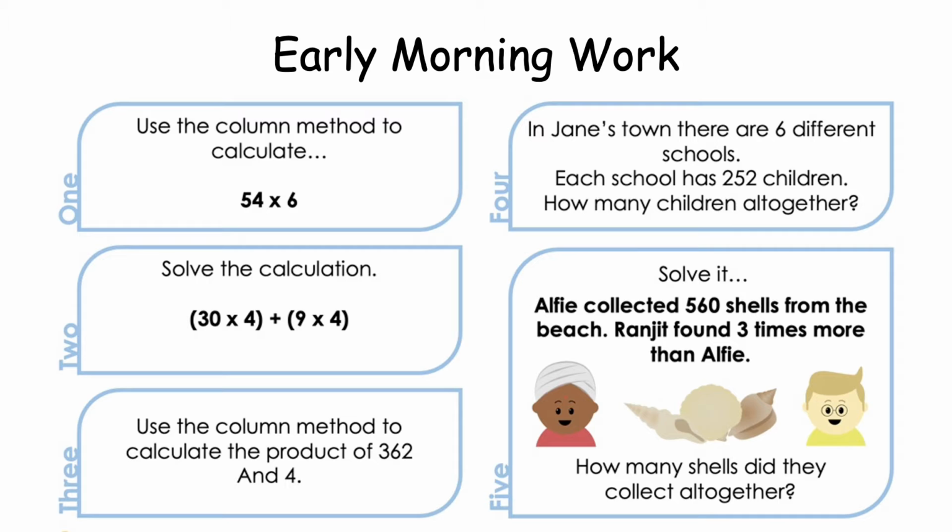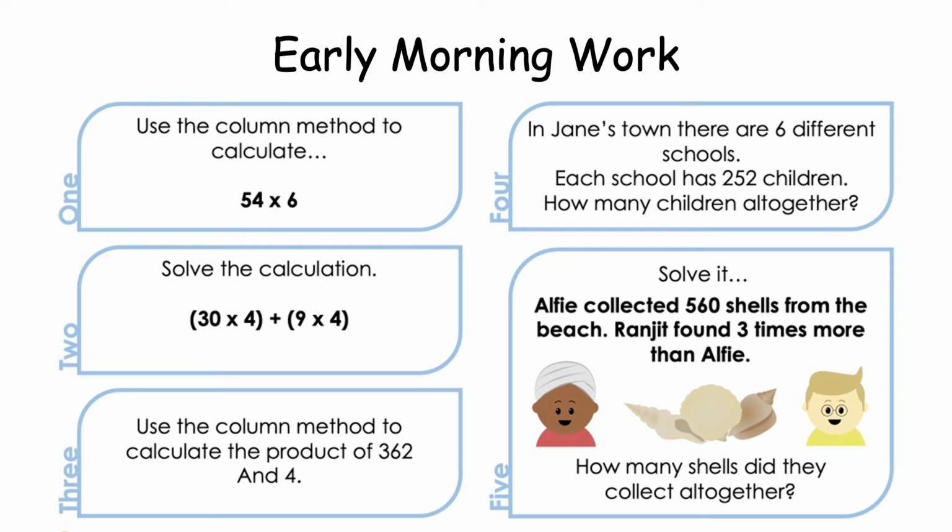Okay, so early morning work. Number 1. Use the column method to calculate 54 multiplied by 6. I'm sure that you can do that one by yourself. Number 2, solve the calculation. And remember what we've said about brackets. You do what's in the brackets first. So 30 multiplied by 4, and then you add that to the answer of 9 multiplied by 4.